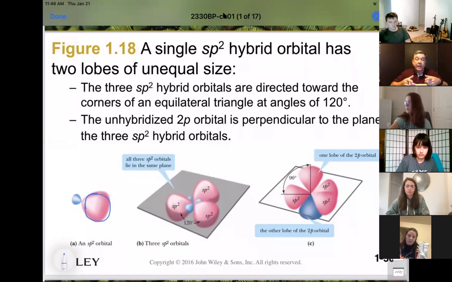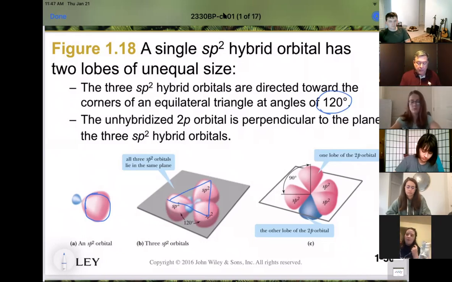And when we have 3 equal sites of electronic energy, we end up with this trigonal planar structure where everything's 120 degrees apart. Okay, so that's just 1 of the s's and 2 of the p's. We still have 1 p left. So where does that 1 p go?